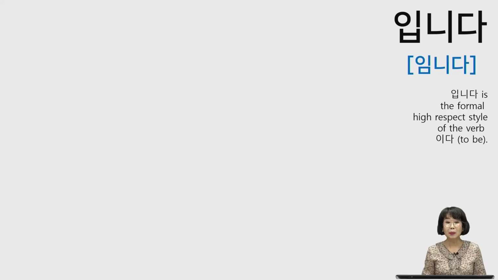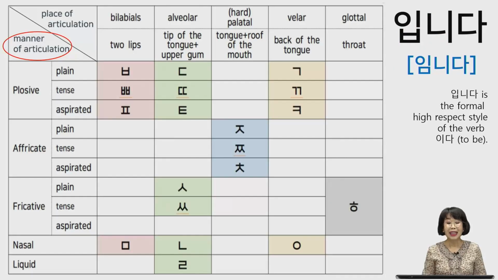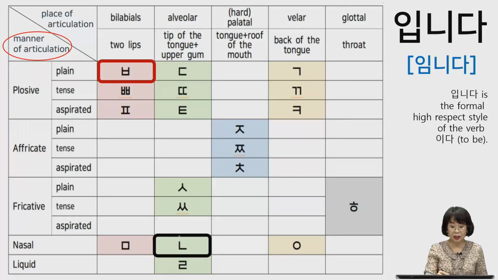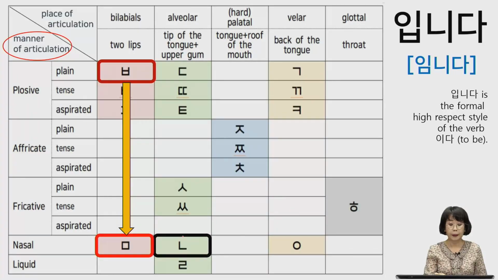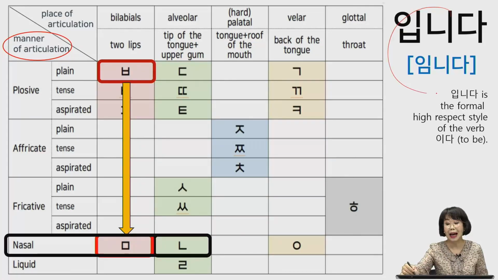입니다. Under the influence of 느, 부, a plosive, becomes 무, a nasal sound. So there are two nasals. So they become similar. Nasalization. 입니다.